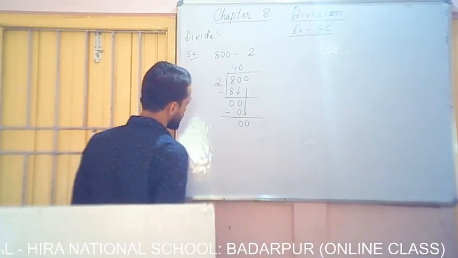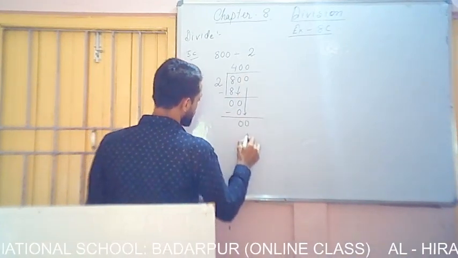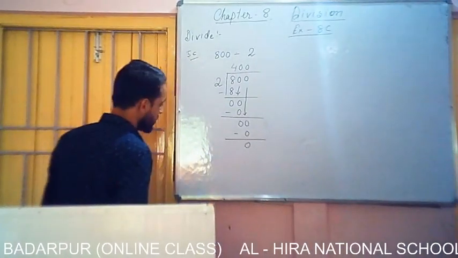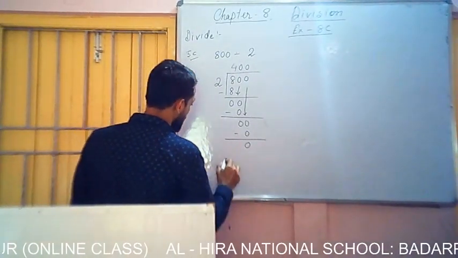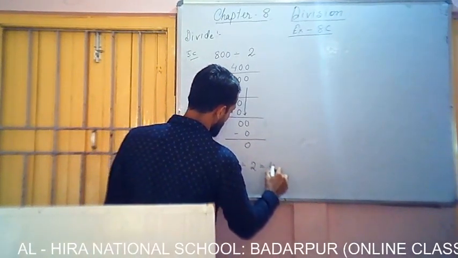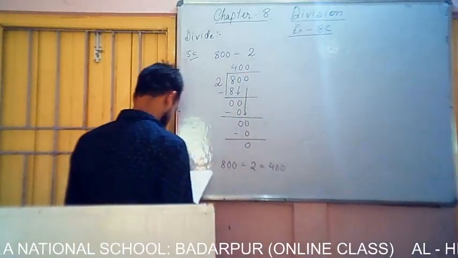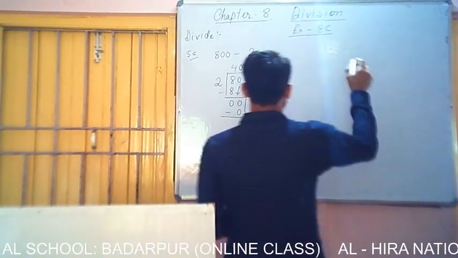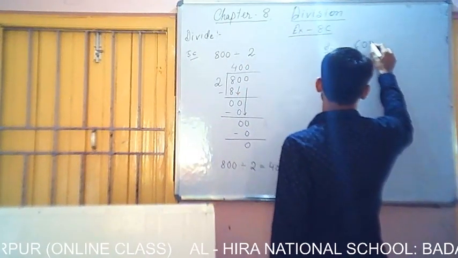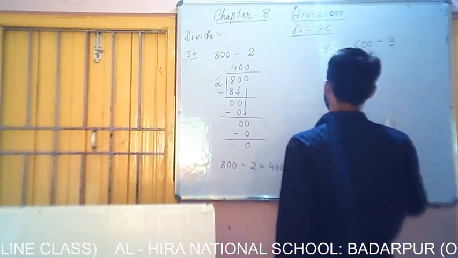We'll get here what? 0. So 2 multiplied by 0 equals to what? 0. So after subtracting 0 from 0 we'll get 0. So therefore we can write 800 divided by 2 equals to what? 400. So next question. Question number D is 600 divided by 3.